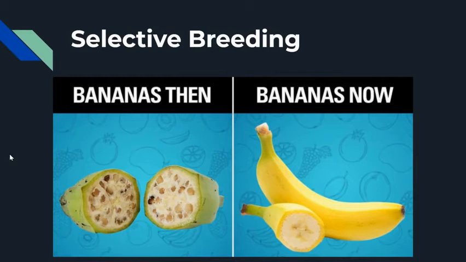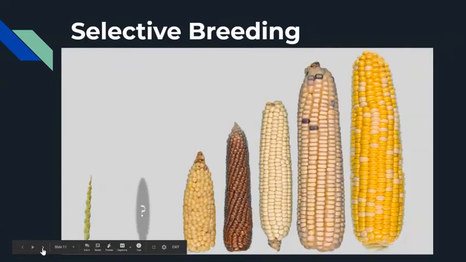Here's another example of selective breeding. Which banana looks more appealing to you? Which would you want to eat? Again, look at the evolution of corn. We've selectively bred the species that we want to look and taste a certain way.